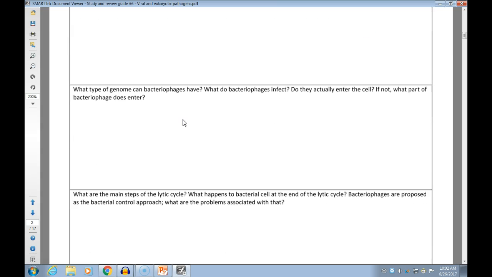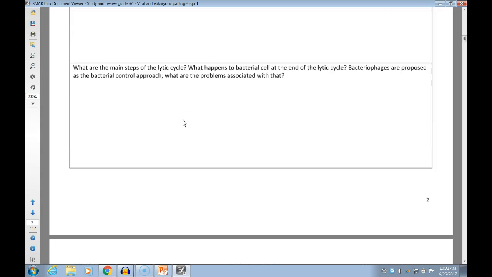What types of genomes can bacteriophage have? Now, I want to be very specific. What we talked about is RNA or DNA. That is it. Usually double-stranded DNA or double-stranded RNA. What do bacteriophages infect? Covered. Do they actually enter the cell? No. It's a genome that enters. Main steps of the lytic cycle. You have the picture, know it. Okay?